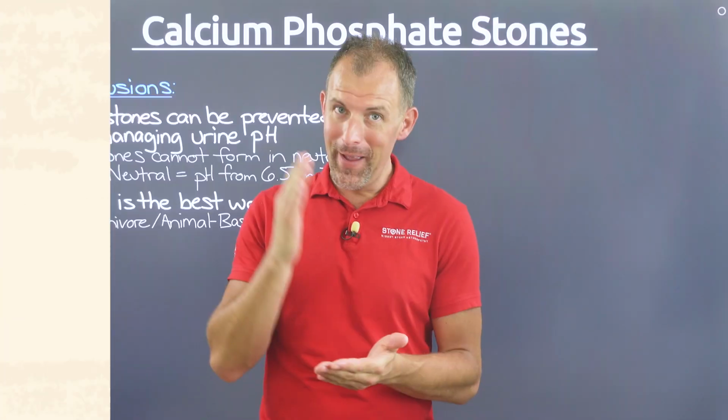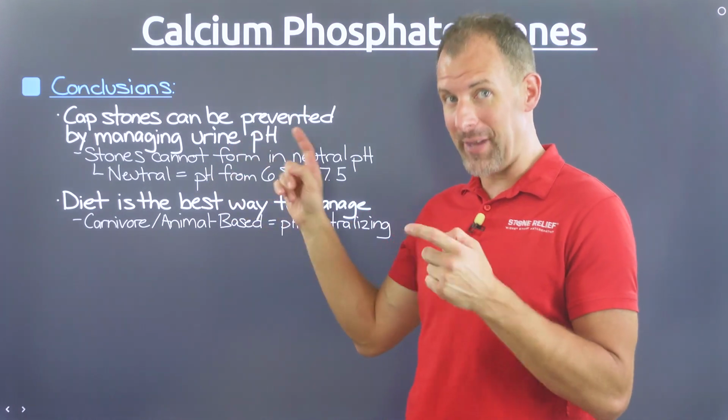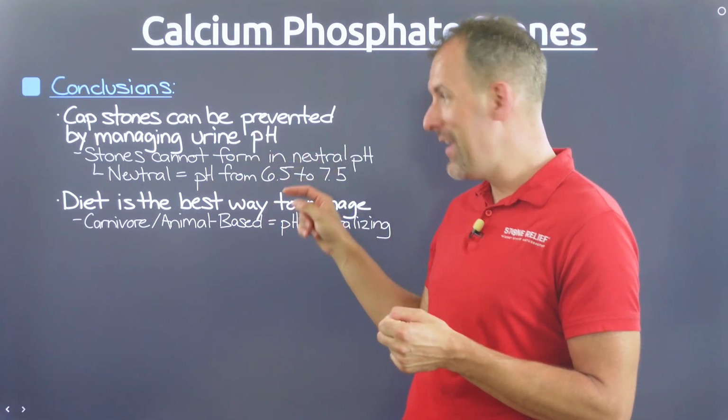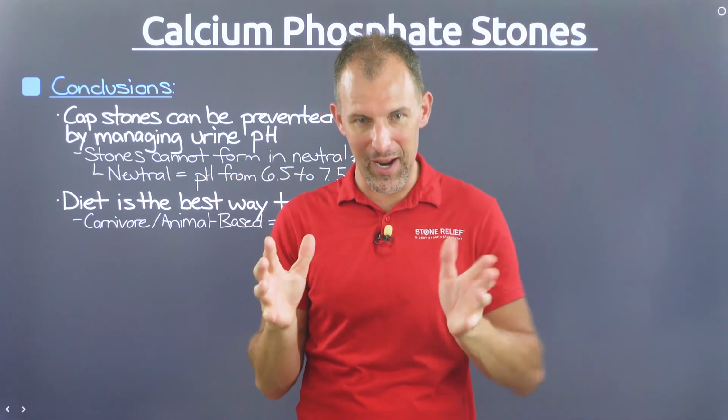All right, so if you haven't picked up on what I've been laying down so far, these particular stones can be prevented. It's all about managing urine pH. So stones cannot form from the calcium phosphate family if your urine pH is neutral. And neutral, what I mean by that is anywhere between 6.5 to 7.5 on the pH scale.